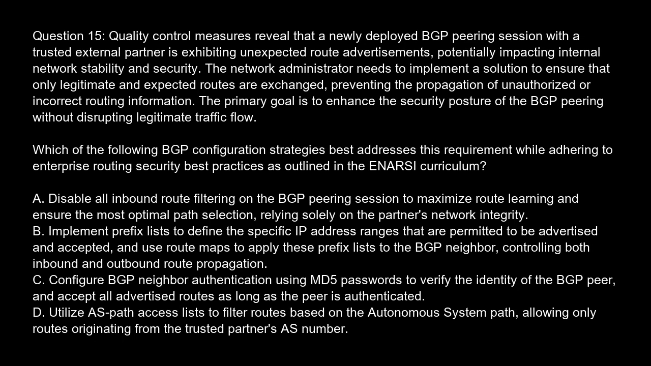Question 15. Quality control measures reveal that a newly deployed BGP peering session with a trusted external partner is exhibiting unexpected route advertisements, potentially impacting internal network stability and security. The network administrator needs to implement a solution to ensure that only legitimate and expected routes are exchanged, preventing the propagation of unauthorized or incorrect routing information. The primary goal is to enhance the security posture of the BGP peering without disrupting legitimate traffic flow.